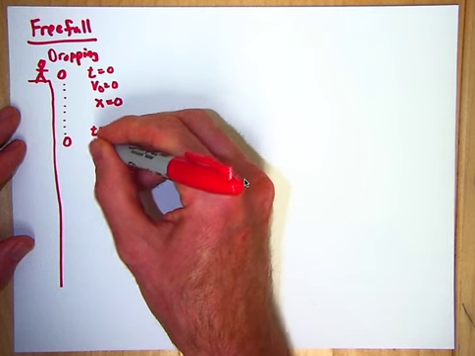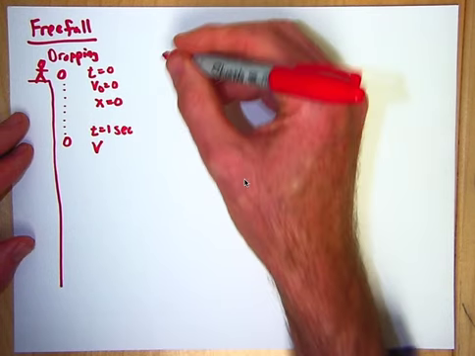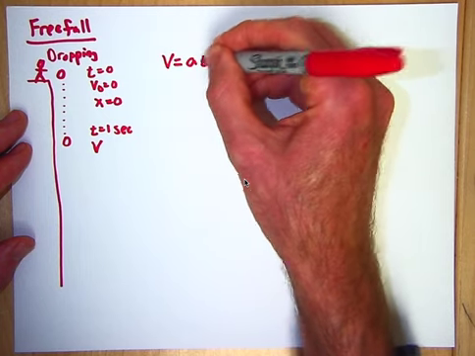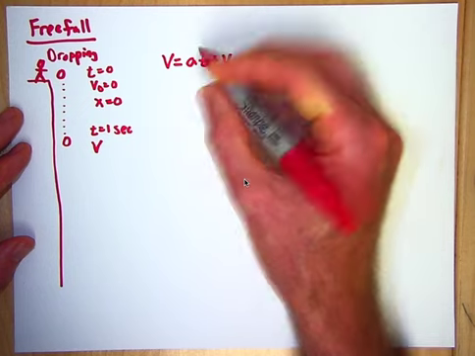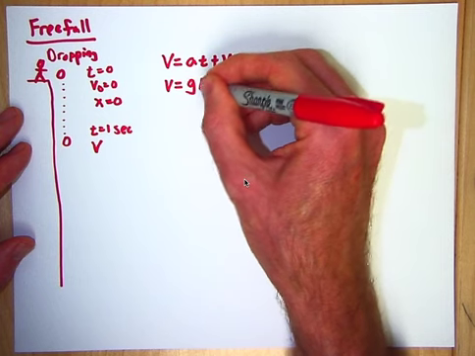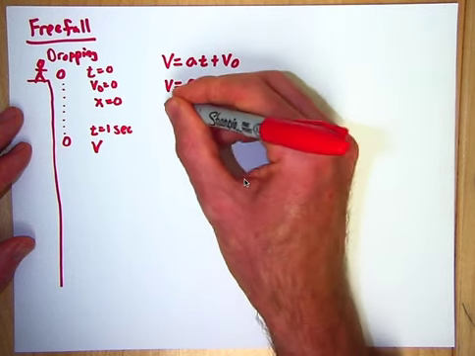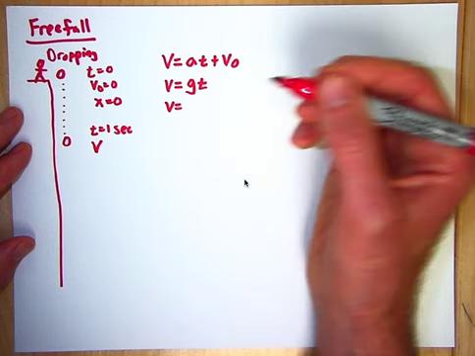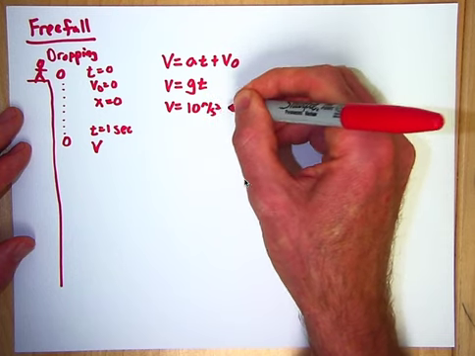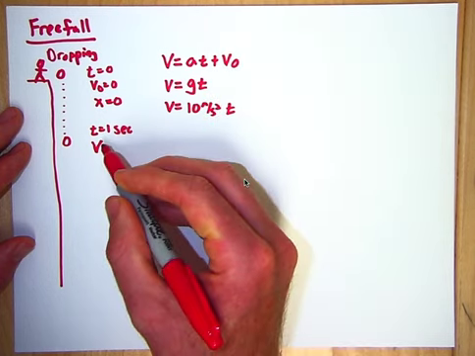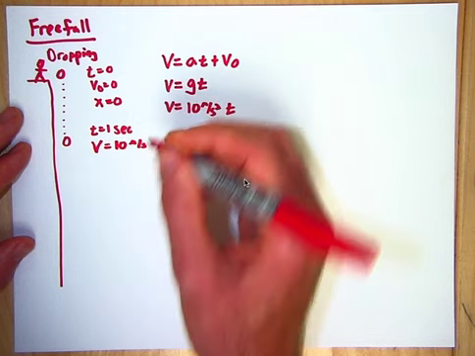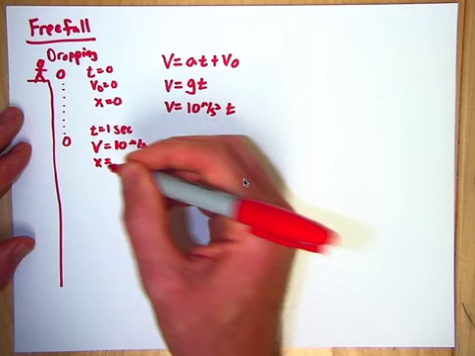If we want to figure out how fast it's going, then we have to use our velocity equation for acceleration. v equals at plus v0. This a is going to be the acceleration for gravity, so we can put in gt, and then there's no initial speed right there. For gravity, we're just going to call it 10, and so that's going to be 10 meters per second squared times t. So we can see that if I plug in 1 second here, my speed, my velocity is going to be 10 meters per second.